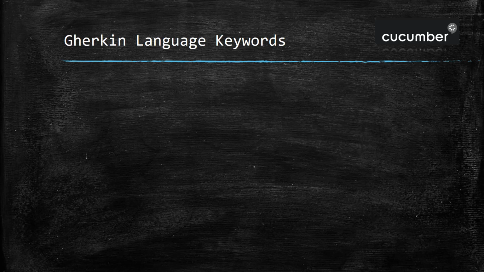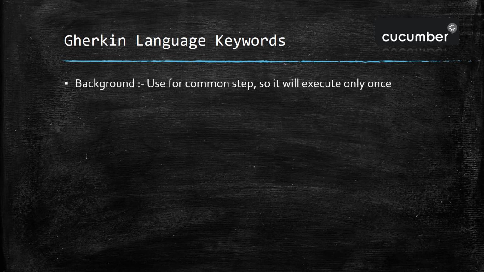Hello everyone. So the other keywords which are provided by the Gherkin language are Background, which is used to define the common steps across the scenarios. But keyword is used to define the negative condition.